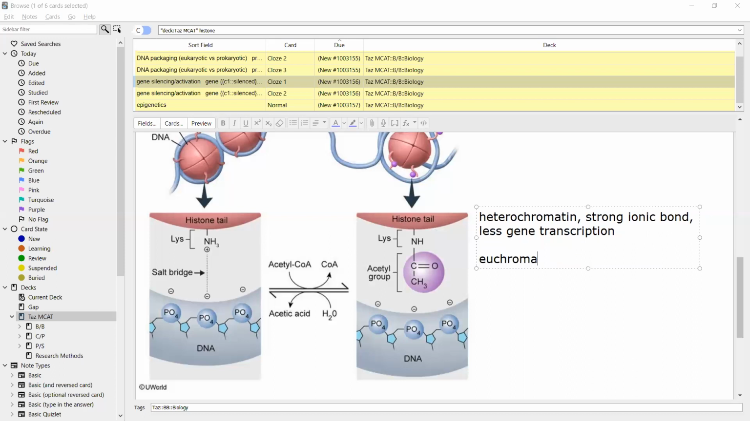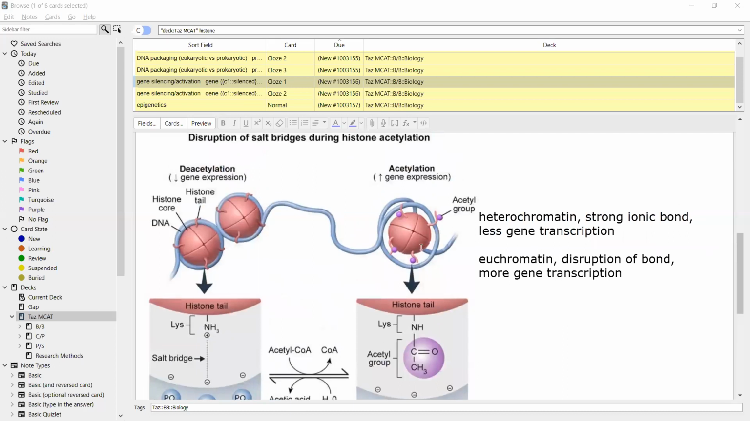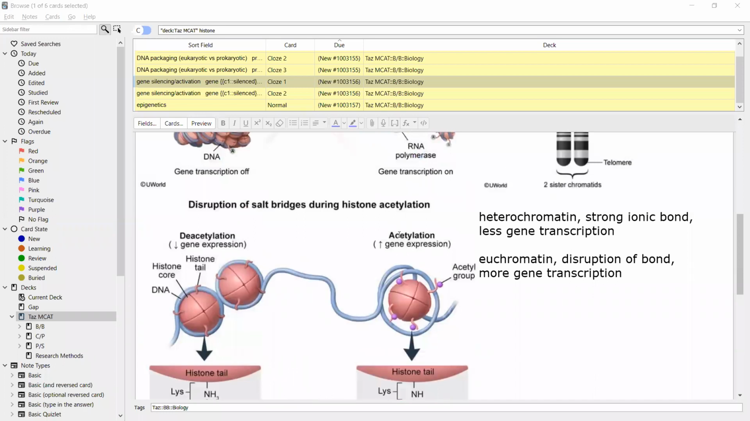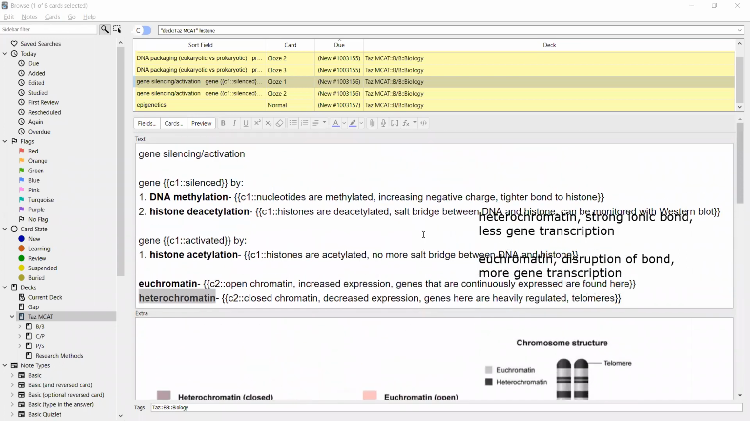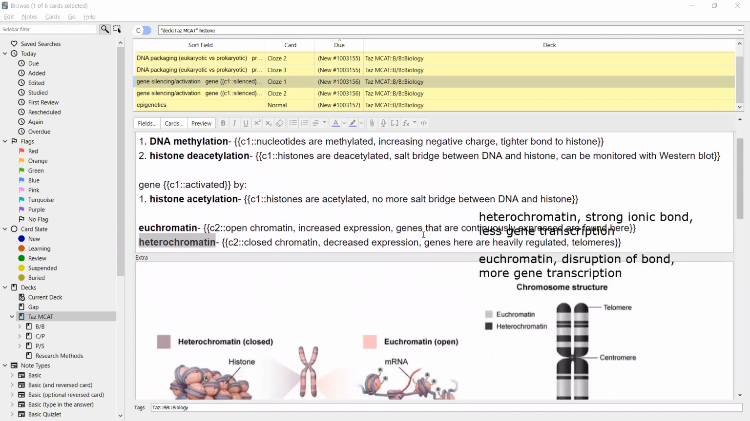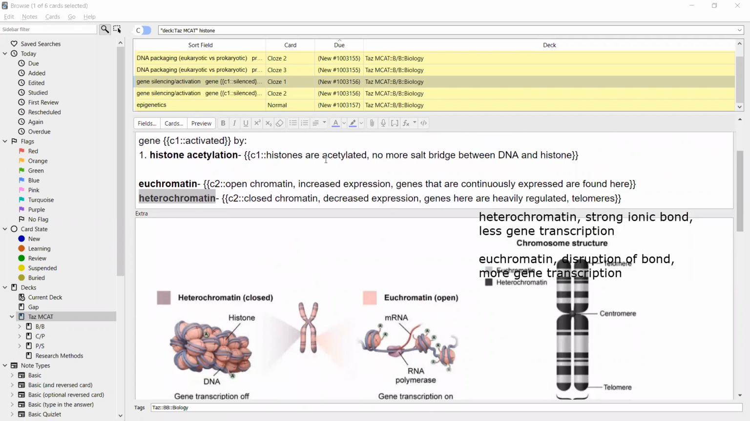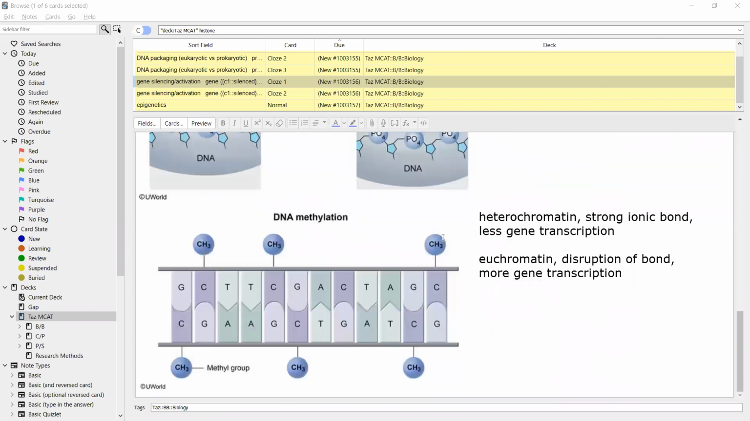But now in euchromatin, we have disrupted the bond with this acetyl group, which leads to more gene transcription because it's now more open. You see how it's a little more open now because this binding isn't as tight. So this is what we mean by acetylation. Histone acetylation is going to activate a gene, because it's preventing that strong binding.